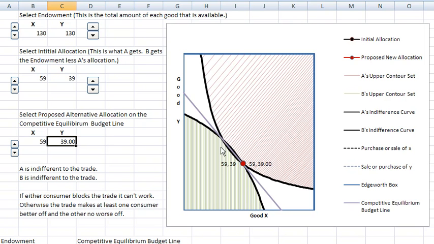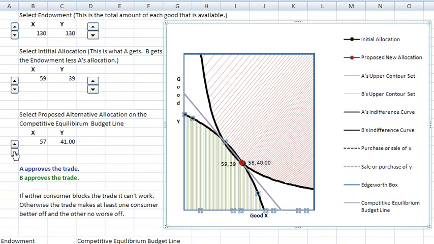Now, the indifference curves are still crossing here, but the lens is very small. It looks like if you lower the amount of x a little bit and increase the amount of y, you'll make them both better off. So let's try doing that. See, it says A approves the trade. So let's move us. There we go. So we're at 52, 46. And let's try even going a little further, 51, 50, 48.